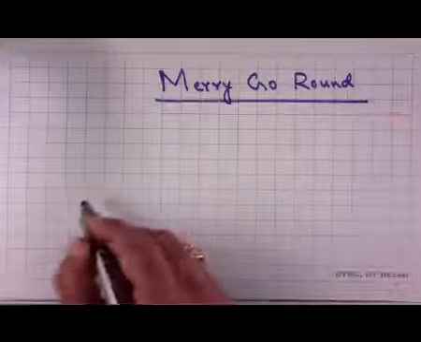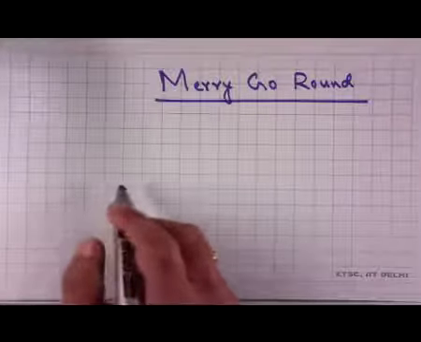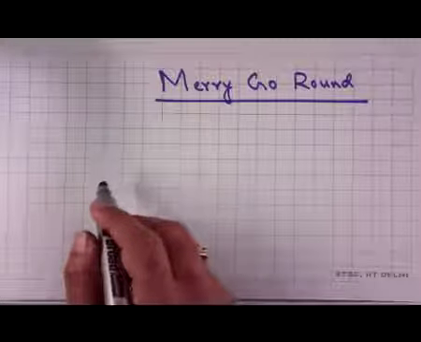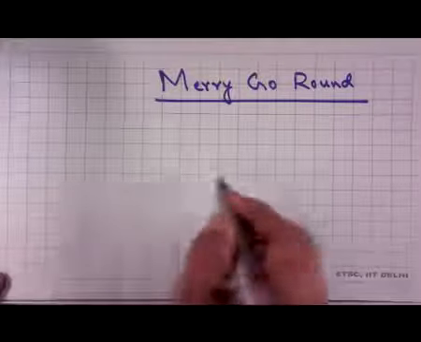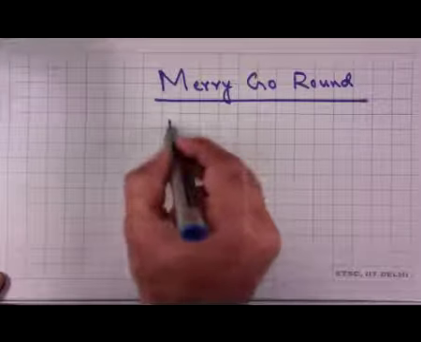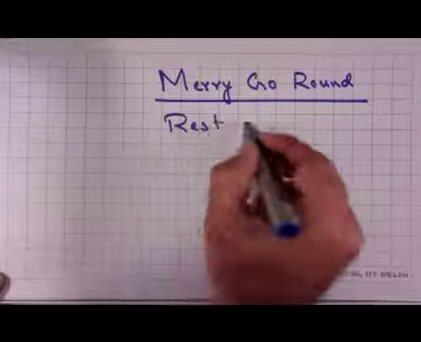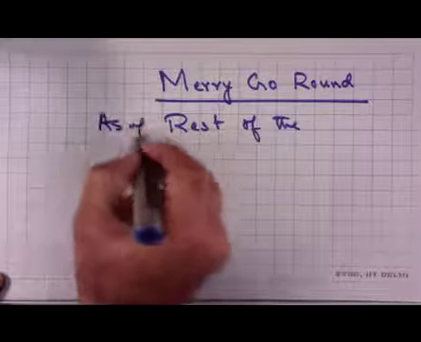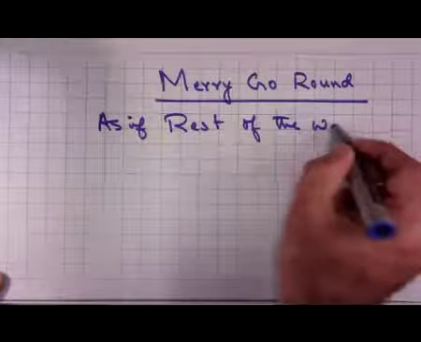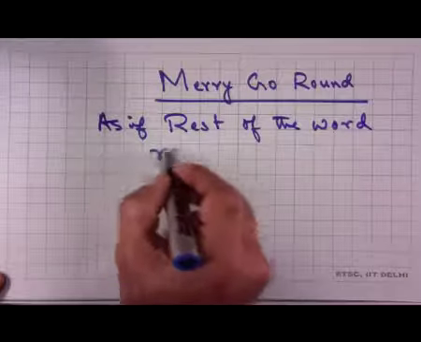In a merry-go-round, you are going round and round about the central pole, but if you look around, it would appear as if the rest of the world goes around you. As if the rest of the world rotates.